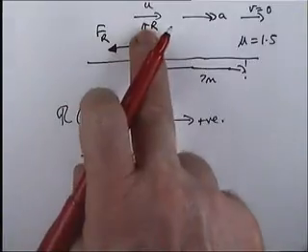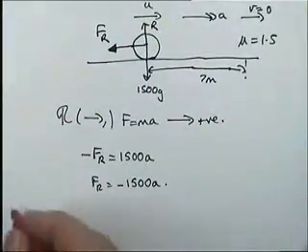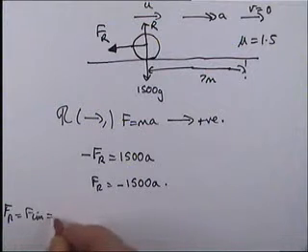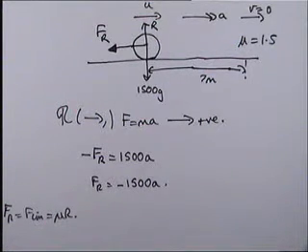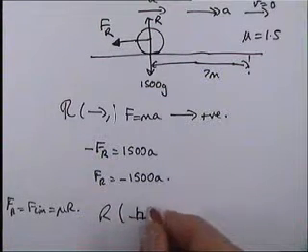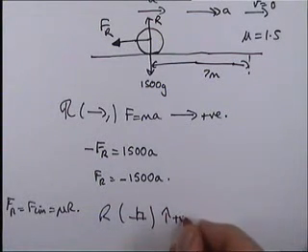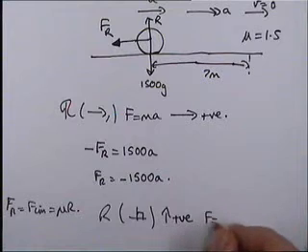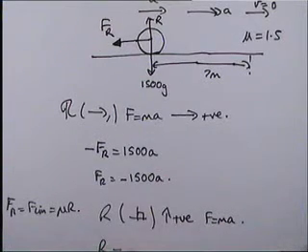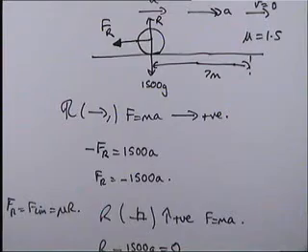And we can do that by finding the contact force and using friction: F limiting equals mu R. So I'm going to resolve in the perpendicular direction, taking up to be positive, using F equals ma, and we get R minus 1,500 g equals 0, so R equals 1,500 g.